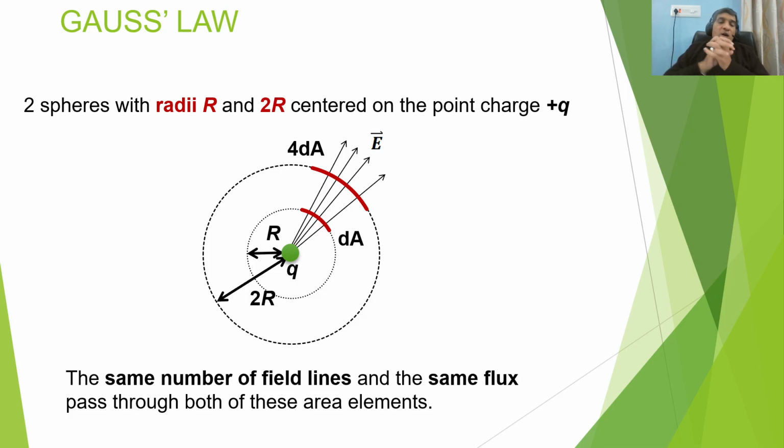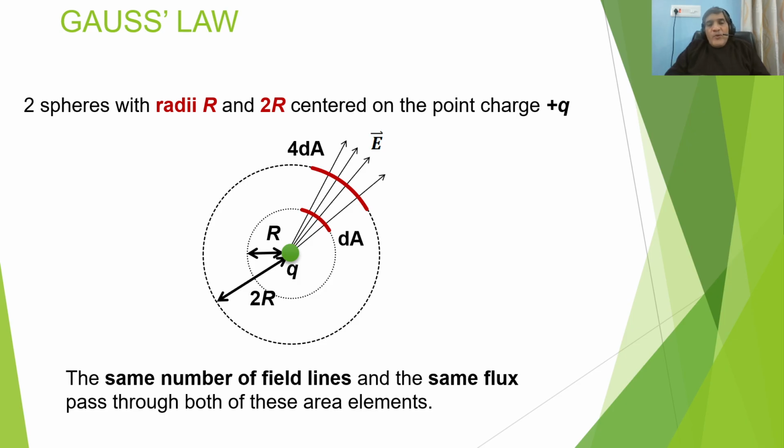So here again we have two concentric circles around a charge q. The radius of the small circle is r, and the radius of the large circle is 2r. In both cases, the charge enclosed is q. So the answer is the same for both surfaces.